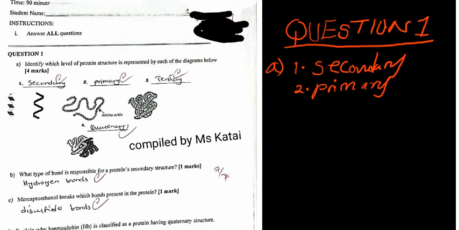Let's go now to the third one. We have it here. As we can see, it's more like a polypeptide that is being folded to make a 3D structure. So the level of protein structure represented by this is what we call the tertiary structure. The third structure is the tertiary structure, which has to do with the 3D structure of a protein.